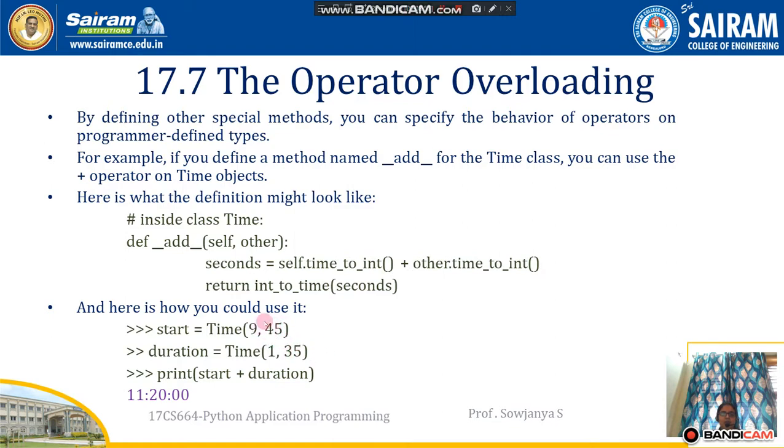When you add the hours, 9 plus 1 is 10. 45 plus 35 is 80, which is 60 plus 20, so 20 minutes are extra. That means it will give 11 hours 20 minutes. So that is how we can use this particular operator overloading.